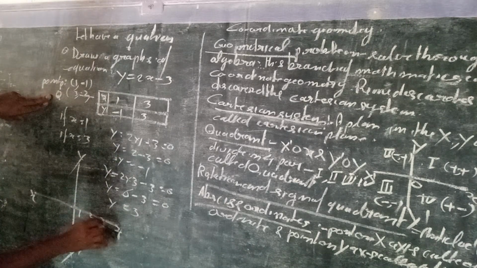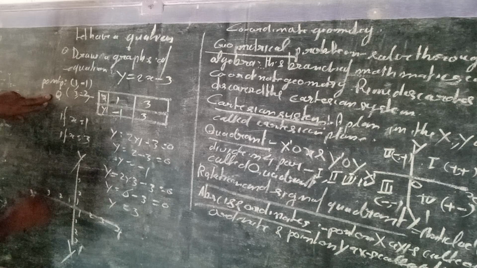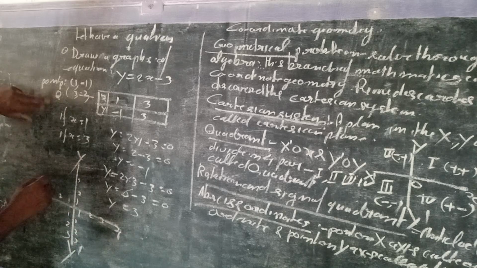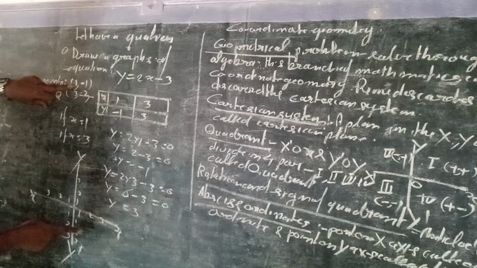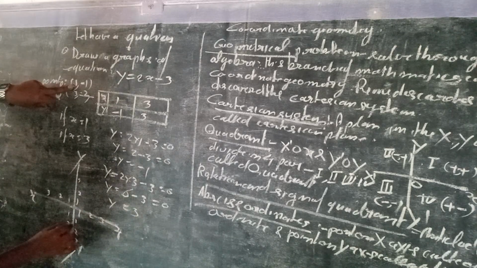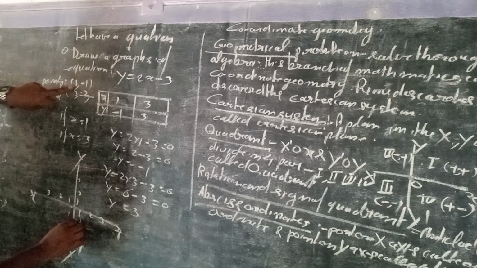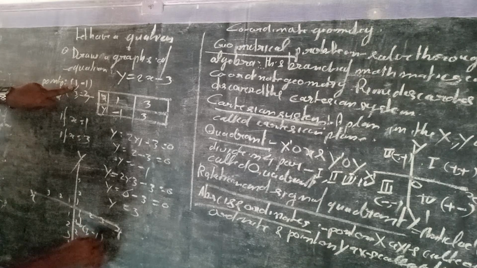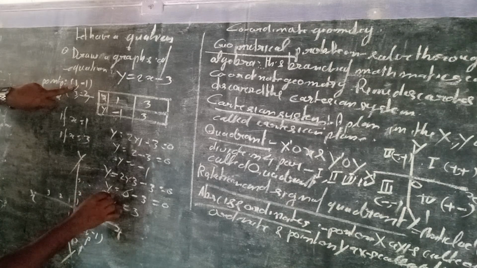Suppose 1, 2, 3 is marked here on each axis. In the first quadrant, the positive values come. This point will be P, which is 1 and minus 1, and here the point is 3 and 3.